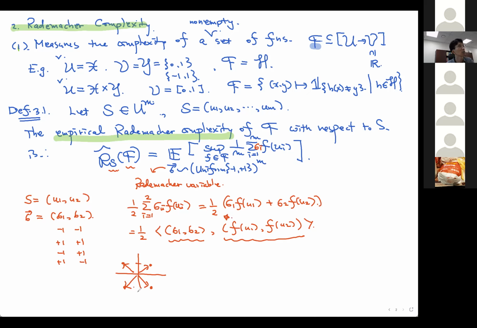So if the set of functions, the curly F, is very rich, so it contains lots of functions, then aligning will be no problem. We can just pick some function that points in this direction. Maybe for a different sigma, we can find a function for that direction and so on. So then that will lead to a very large value of this empirical Rademacher complexity.